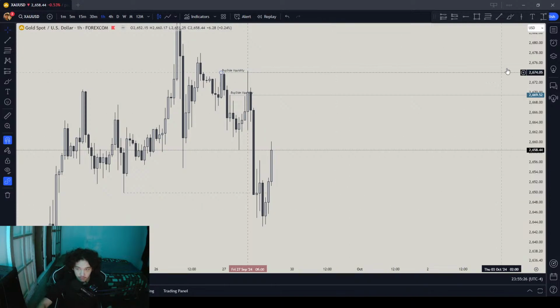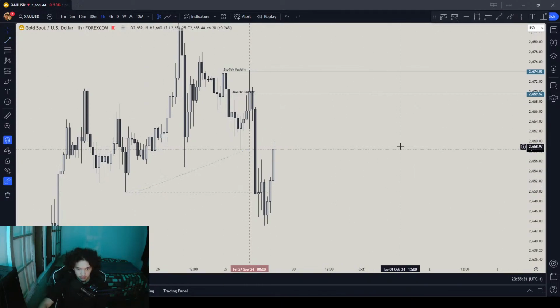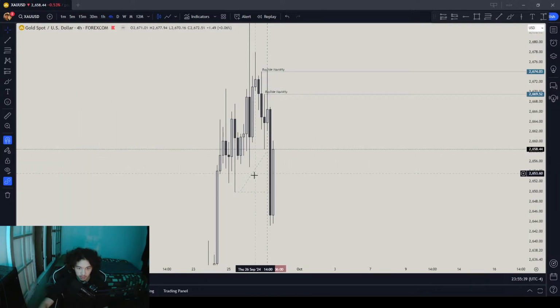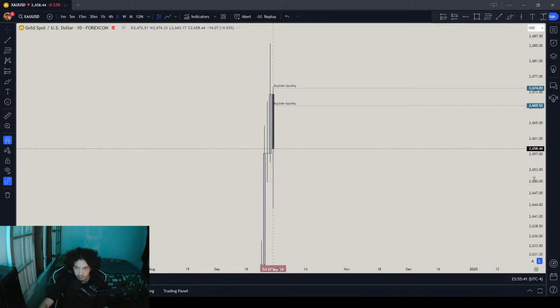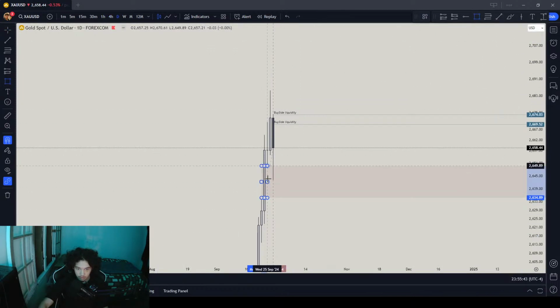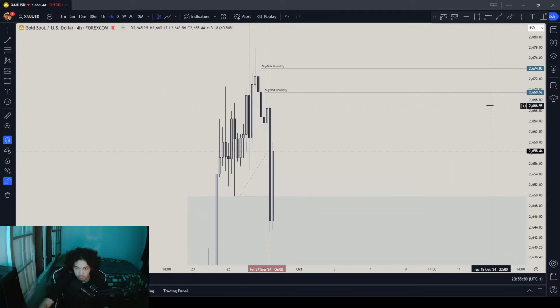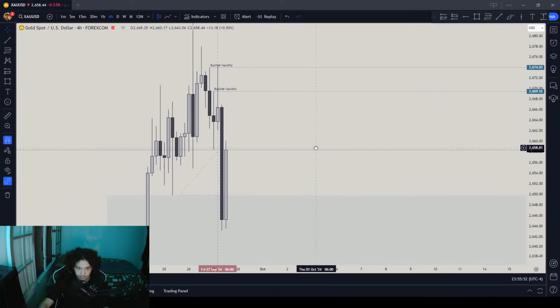We have a bunch of liquidity lines right over here. With this, I don't care about these super liquidity. I don't care about none of these. That's a 4-hour. The next drawn liquidity is an internal, right, which is over here. Now, if the next drawn liquidity is over here, okay, this makes sense.